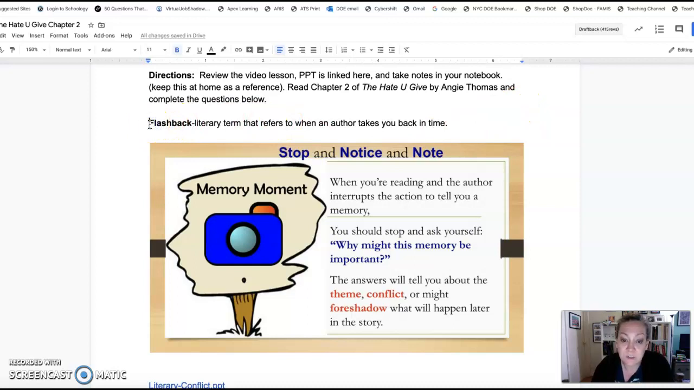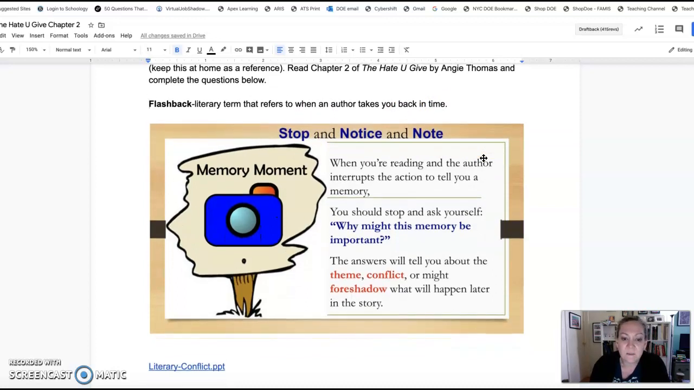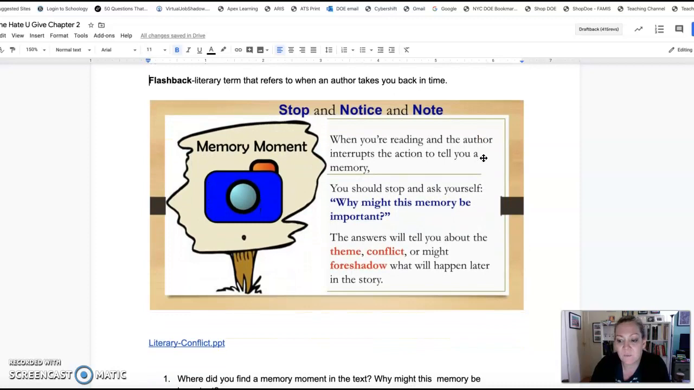I'm giving you a literary term here, flashback. It's a literary term that refers to when an author takes you back in time to show you something that already happened. And so the signpost we're going to use today is the memory moment, right? And so a memory moment is when you stop and notice a note. You're reading along, and the author interrupts the forward motion of the action to go back and tell you a memory. You should always stop when you notice this and ask yourself, why might this memory be important, right? Why might this memory be important? You want to write that down. Why might this memory be important?